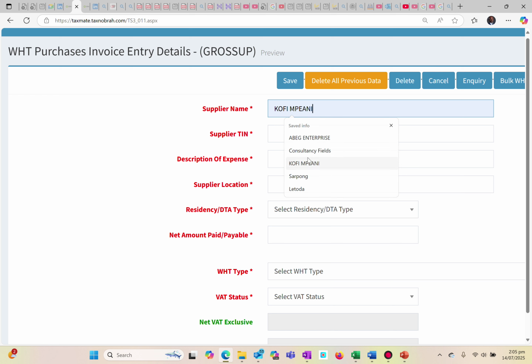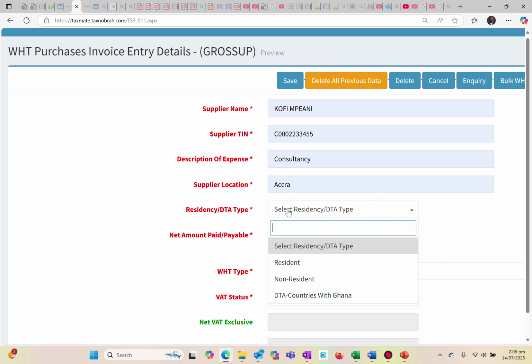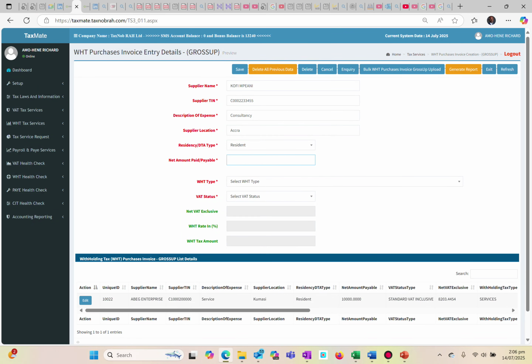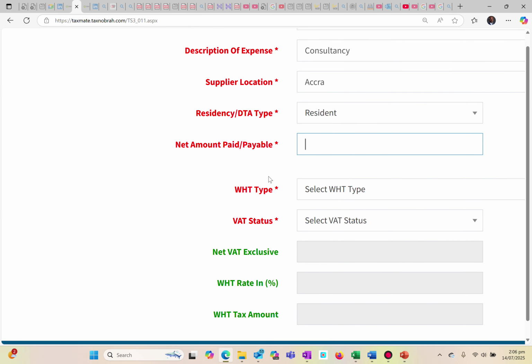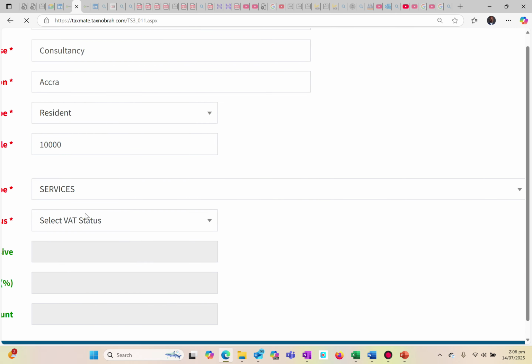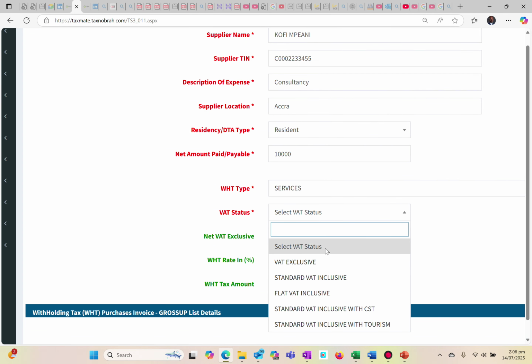Okay. So I bought it from Kofim PNE. Please, these ones are very important. So the supplier's location is Accra, and the residency, we say that's still resident, and since it is resident, the amount we are paying, very important, we say we are paying 10,000 again. All right. And we say that it was service. Okay. This is service, and the status, we are saying that it is flat rate inclusive.